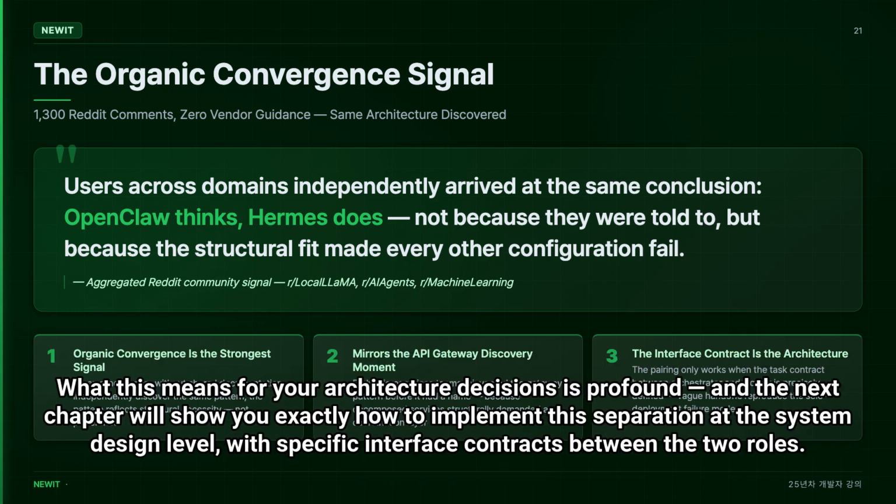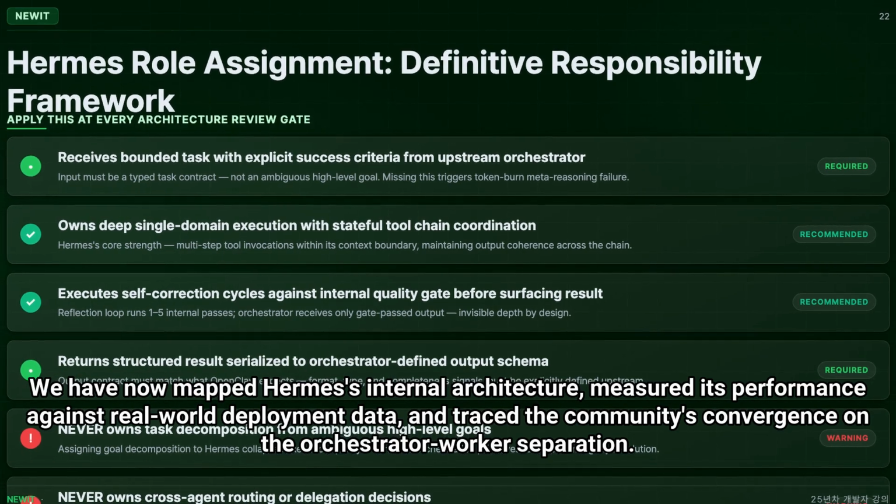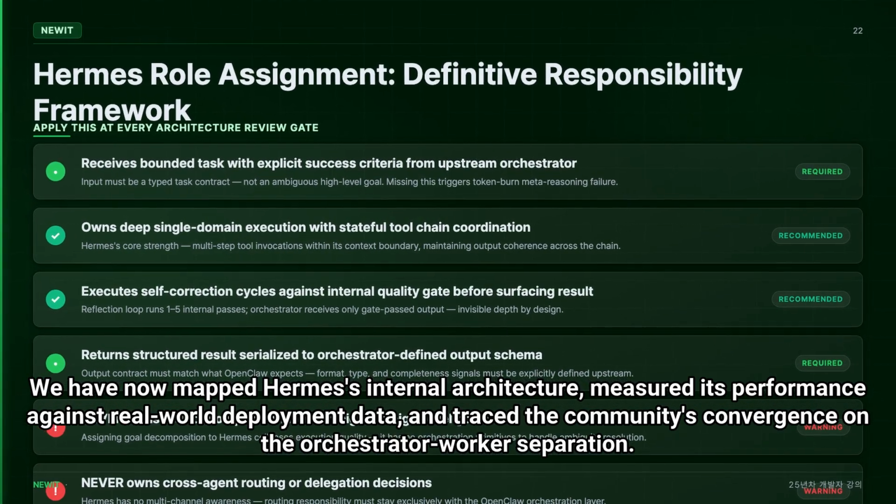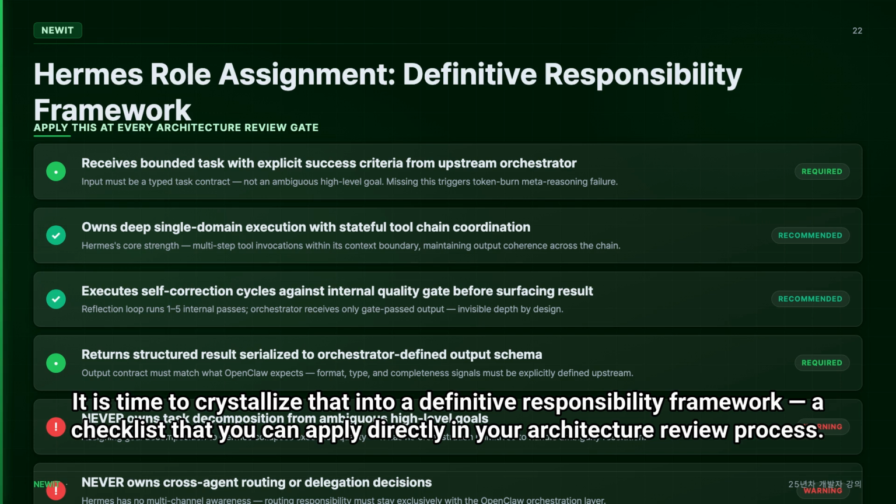within bounded domains. What this means for your architecture decisions is profound, and the next chapter will show you exactly how to implement this separation at the system design level, with specific interface contracts between the two roles. We have now mapped Hermes's internal architecture, measured its performance against real-world deployment data, and traced the community's convergence on the orchestrator-worker separation. It is time to crystallize that into a definitive responsibility framework, a checklist that you can apply directly in your architecture review process.